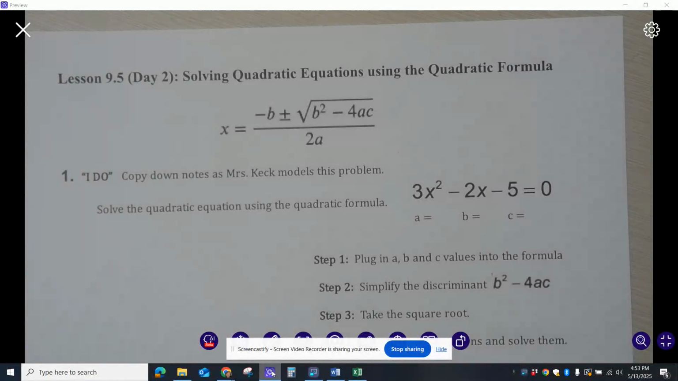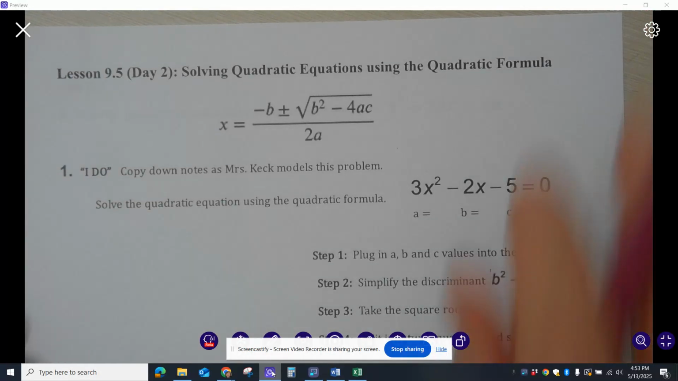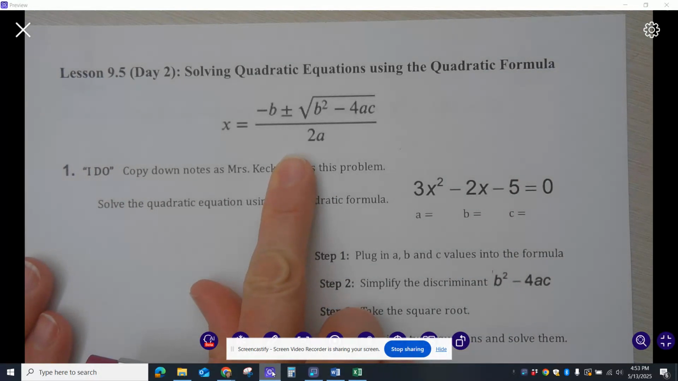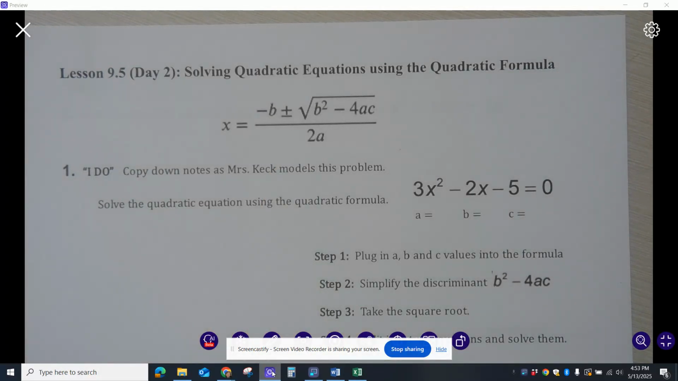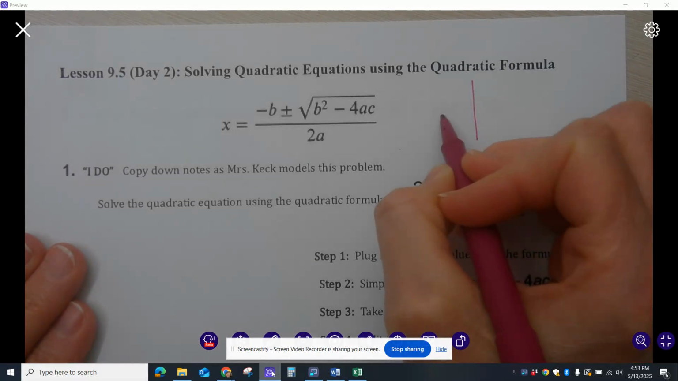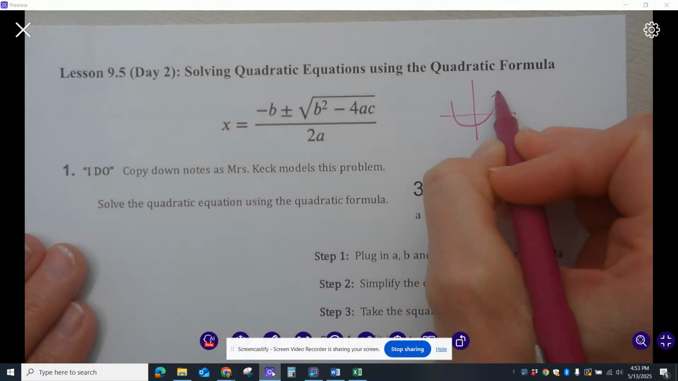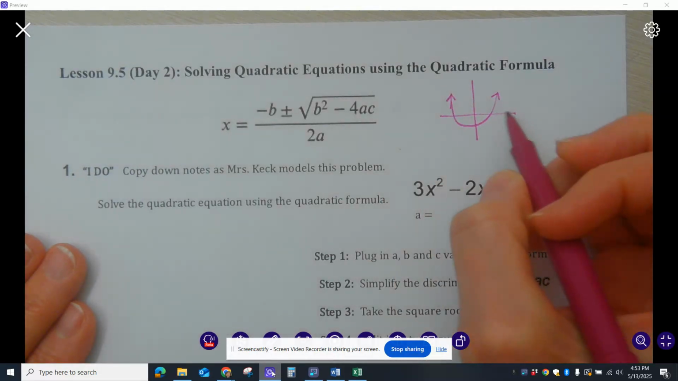Hey Algebra 1 students, this is lesson 9.5, day 2. So in this one we are actually using the full quadratic formula to find solutions to a quadratic equation. Okay, now remember the solutions, I'm just going to put a quick sketch here to remind you what we are finding. So we've been looking at parabolas a lot.